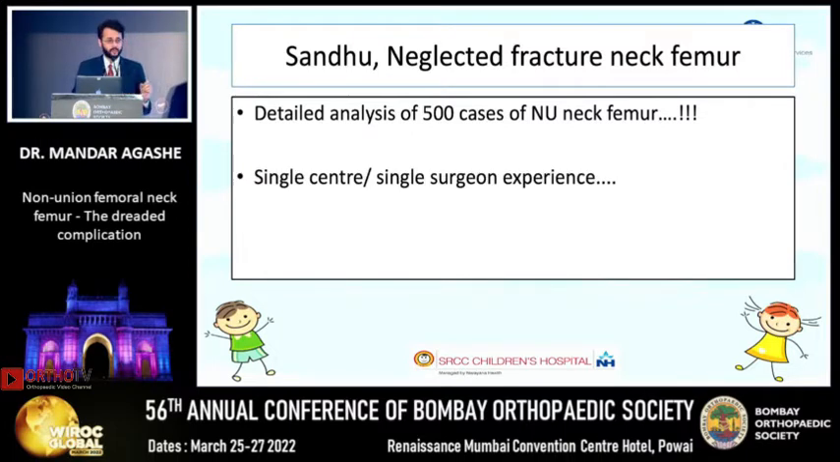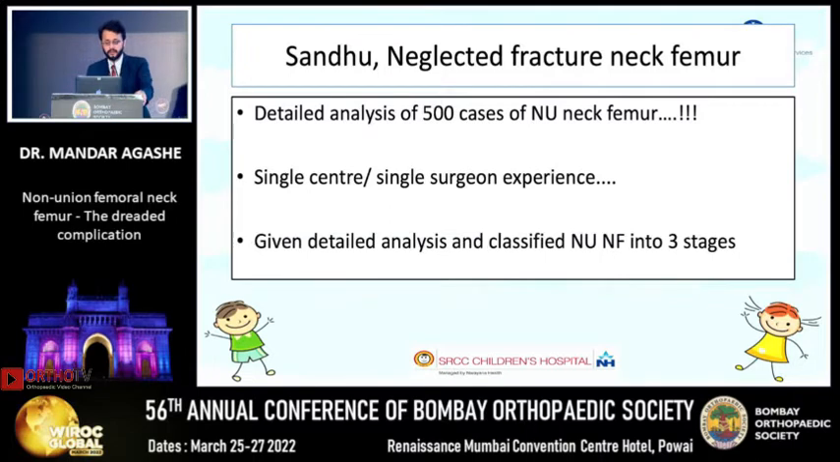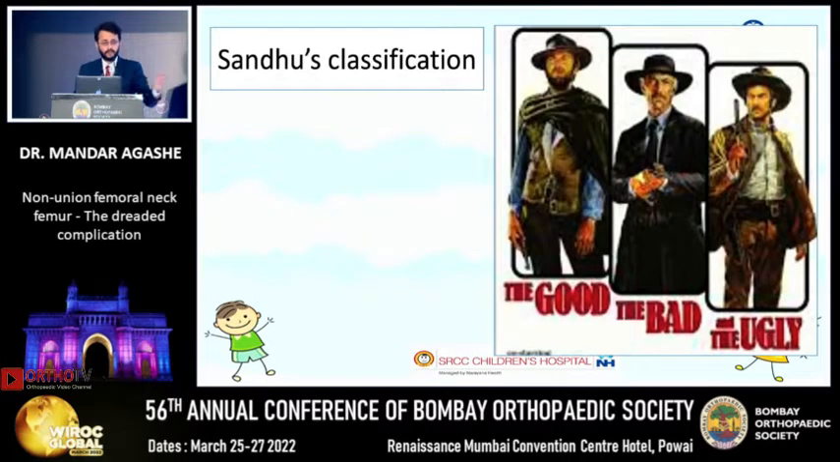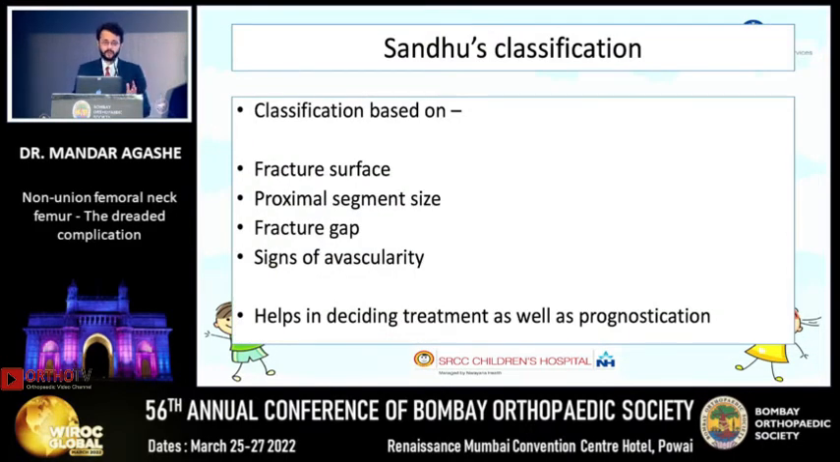It's an amazing work and gives detailed analysis and has classified non-union neck femur into 3 stages and 3 groups. All these fractures can be classified into 3, that is good, bad and the ugly. These are based on 4 points: the fracture surface, the proximal segment size, the fracture gap and signs of avascularity. If you know these 4, you should be able to plan your management of neck femur fractures and also prognosticate about what is going to happen.